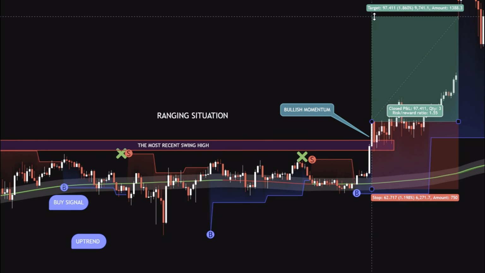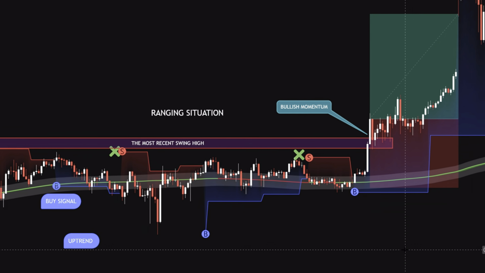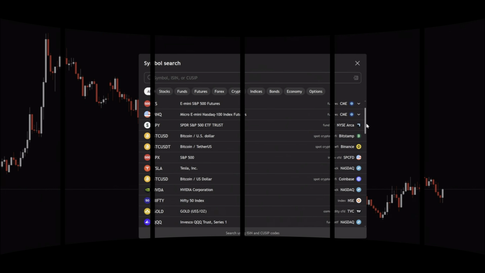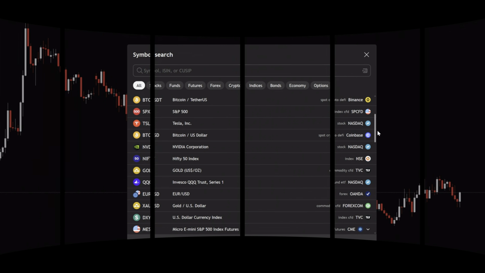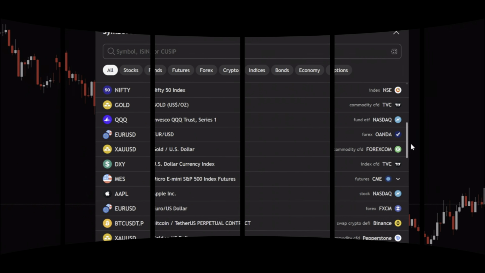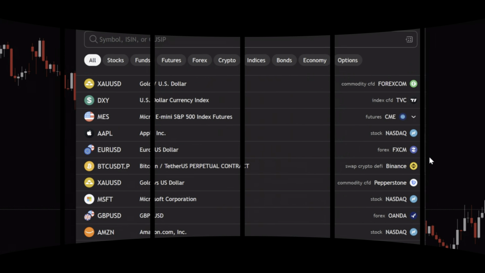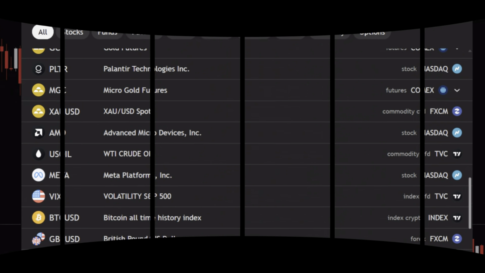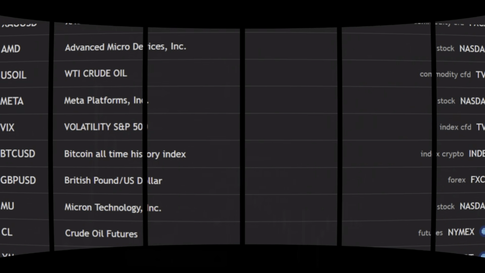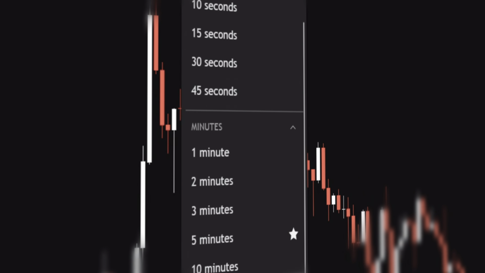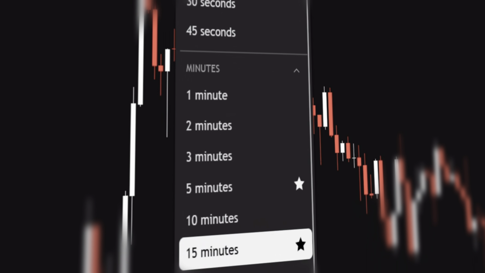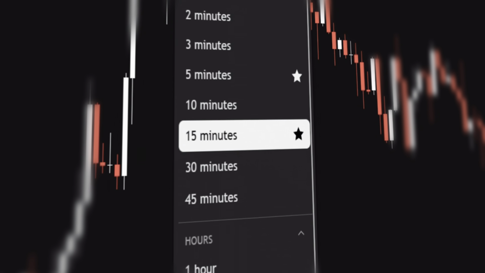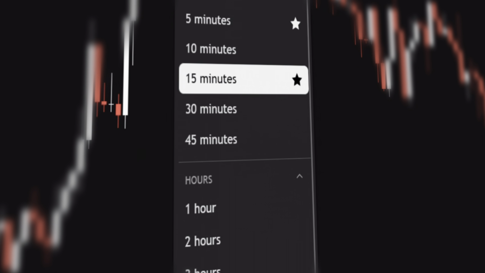This strategy works on all markets and time frames. I'm showing you XAU-USD on a 15-minute chart, but the logic is universal. You can use this on stocks, indices, or crypto. Why? Because price action structure is the same everywhere. Support, resistance, and market structure exist on every time frame. Whether you're scalping on the 1-minute or swing trading on the daily, the entry and exit principles remain consistent. Just adapt your risk management to the instrument and time frame.